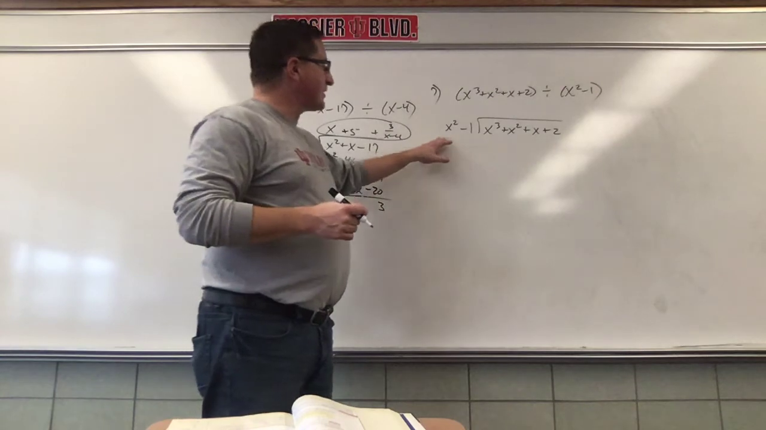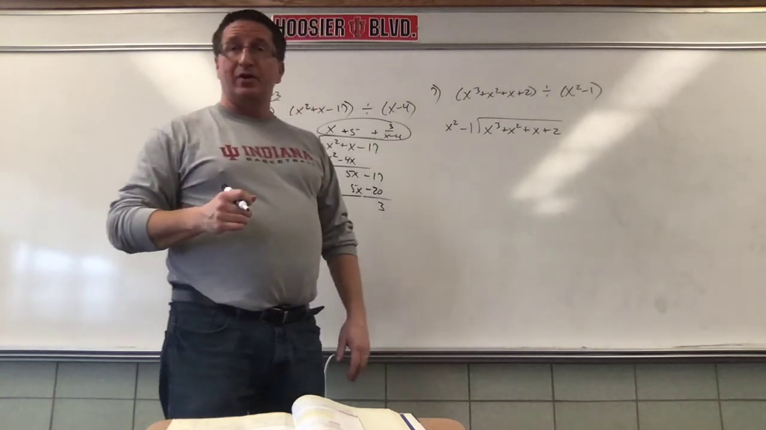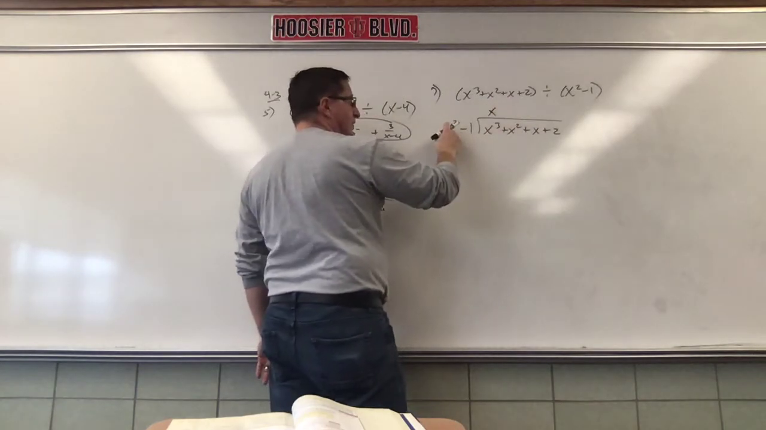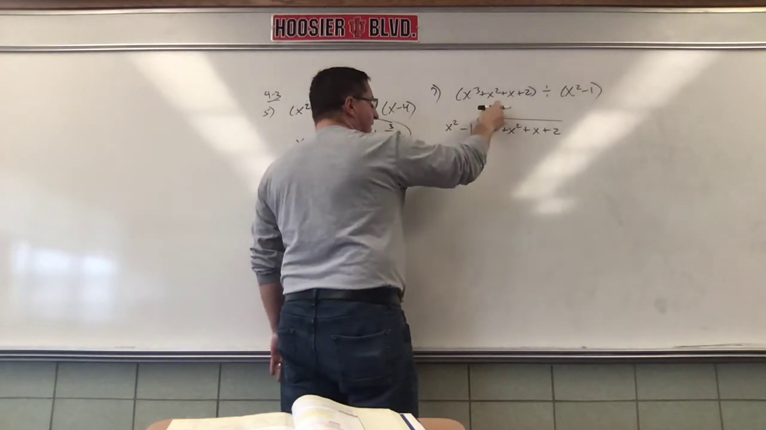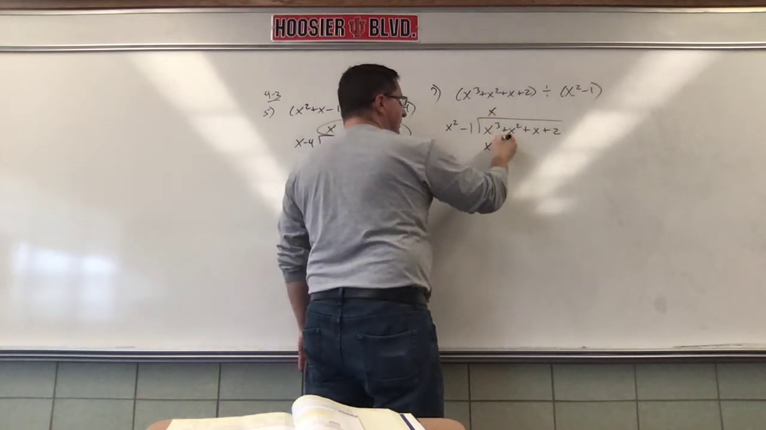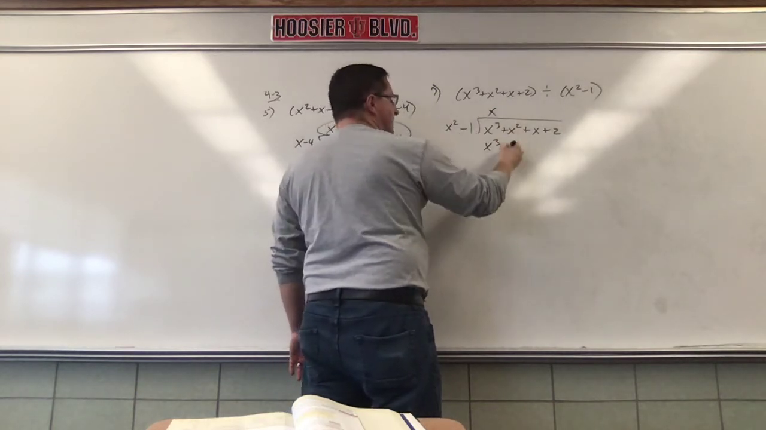What do we multiply x squared by to make x to the third? x. x times x squared is x cubed. We times each of these by x. Now, one more thing you want to be careful on here is this. x times x squared is x cubed, and negative 1 times x is negative x.